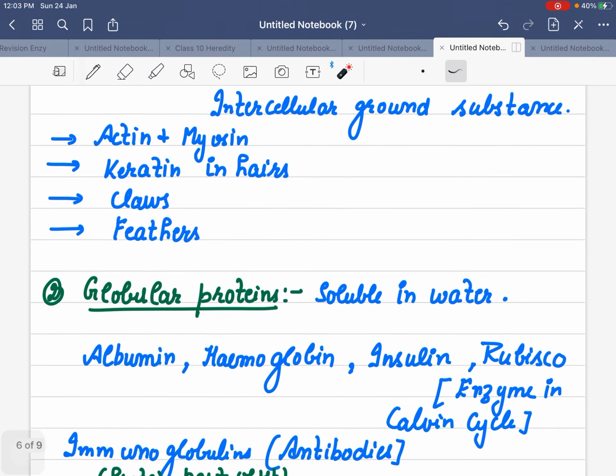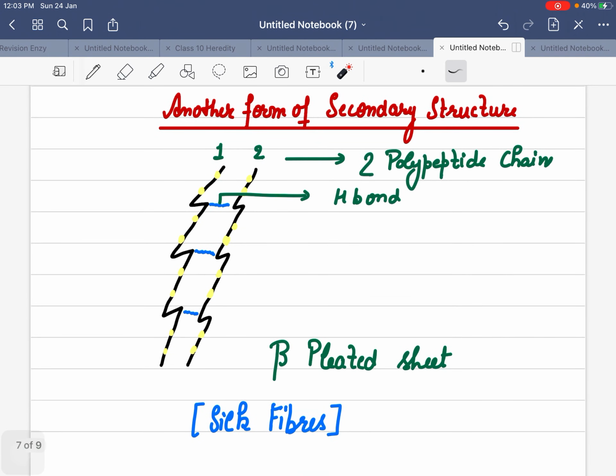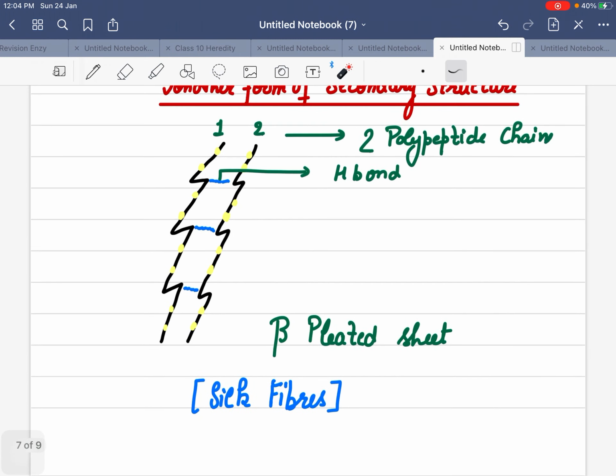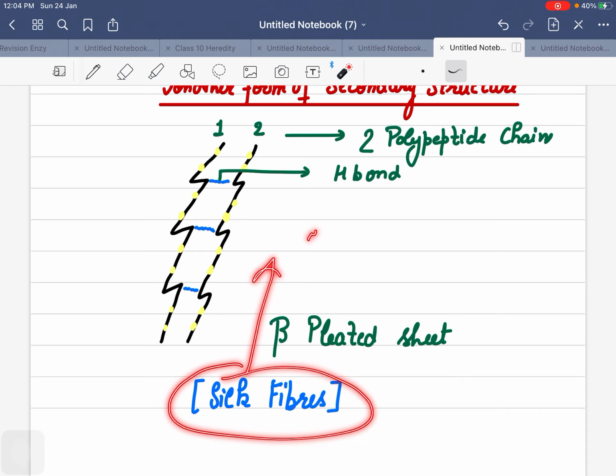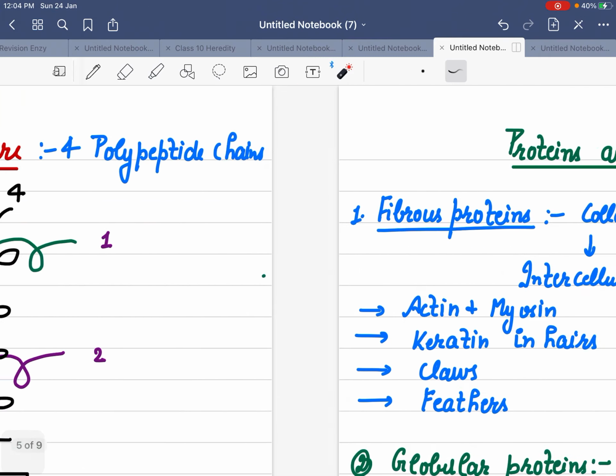This is the alpha helix structure. The other structure represented in the secondary structure is the beta pleated sheet. It is also the same linear sequence of amino acids interacting with the help of peptide bond. But now this is one complete polypeptide chain, and this is a second polypeptide chain. These two interact with each other with the help of hydrogen bonds. Usually silk fibers, which have silk protein, have this beta pleated sheet.